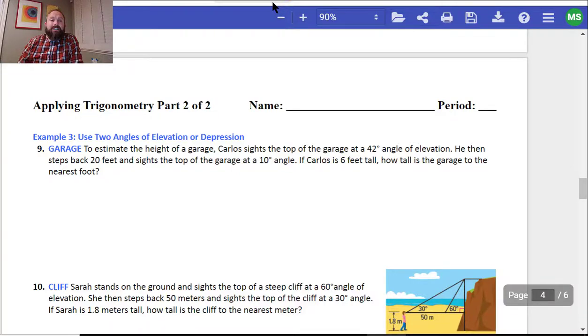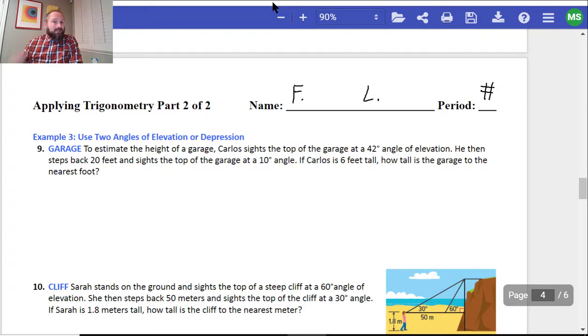Hello everyone, Mr. Schultz here, and we're dealing with 4.6b, Applying Trigonometry, more specifically part 2 of 2. Make sure that you write your first name and your last name at the top, and you put your period number. Alright, so let's read this. Before we begin, make sure you put a star on one or two problems, and I will try to help you during class or in our learning management system.